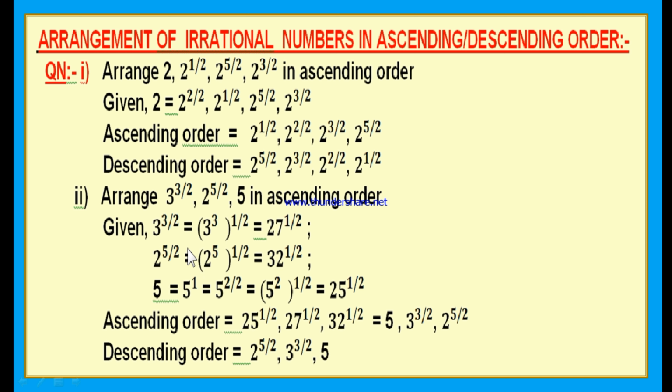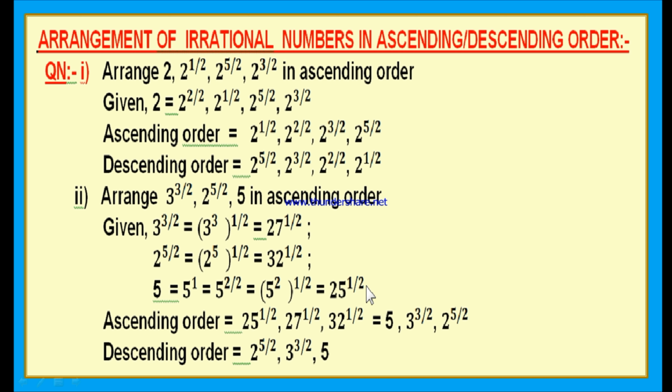And another number is 5. 5 means 5 power 1. You can write 5 power 1 as 5 power 2 by 2. Why? In order to equate all the denominators of the exponents. Therefore, this is 5 square whole power 1 by 2. 5 square is 25, to the power 1 by 2. Now, if you observe these three numbers, one is 27 to the power 1 by 2, second is 32 to the power 1 by 2, and the third number is 25 to the power 1 by 2.